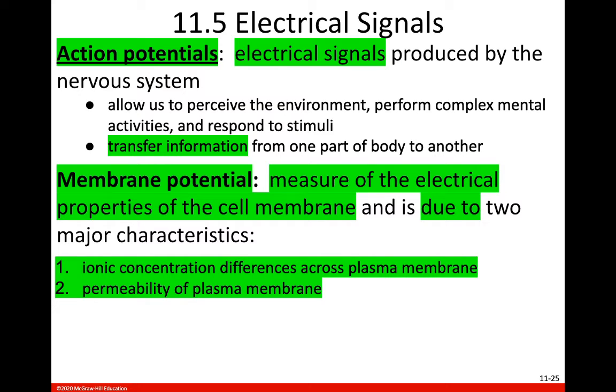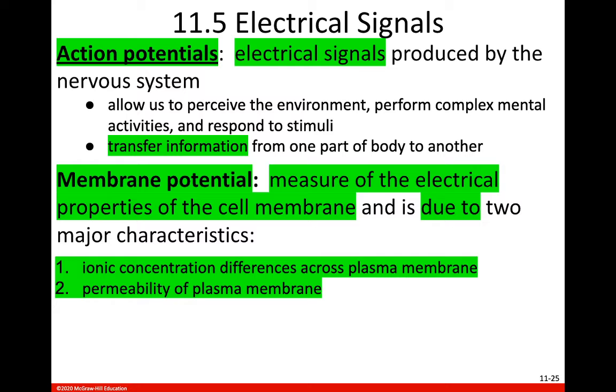So all of the information that's carried from your body to your brain about your internal and external environment, and all of the information that's carried from your brain and spinal cord to your body about how you're going to respond to that environment, all of that information going into your CNS and coming out of your CNS is carried by these action potentials, which are just basically electricity. They're electrical signals.